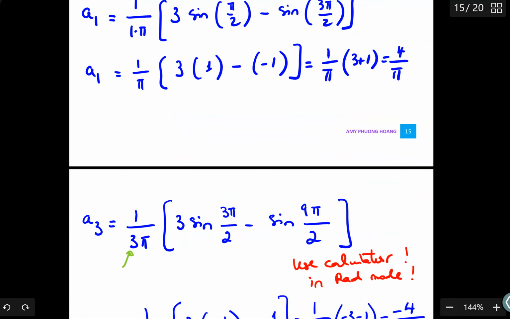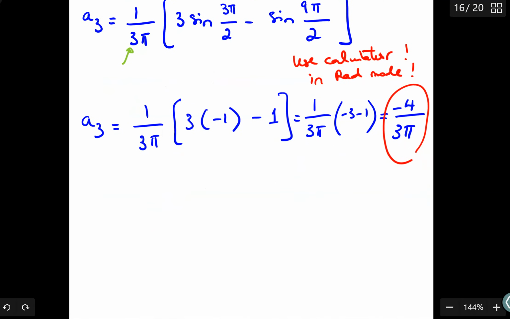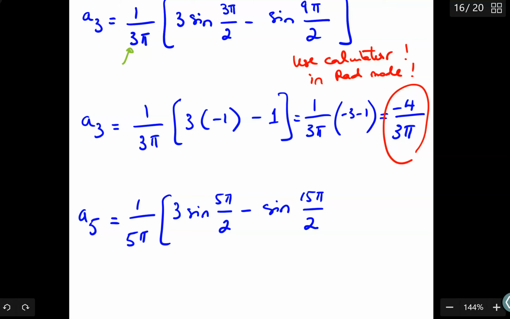So let's circle our terms. There I have 4 over pi, and I have negative 4 over 3 pi. So let's start with A5. A5, I should have 1 over 5 pi multiplied by 3 sine of 5 pi over 2, subtract sine of 3 times 5, which would be 15 pi over 2.